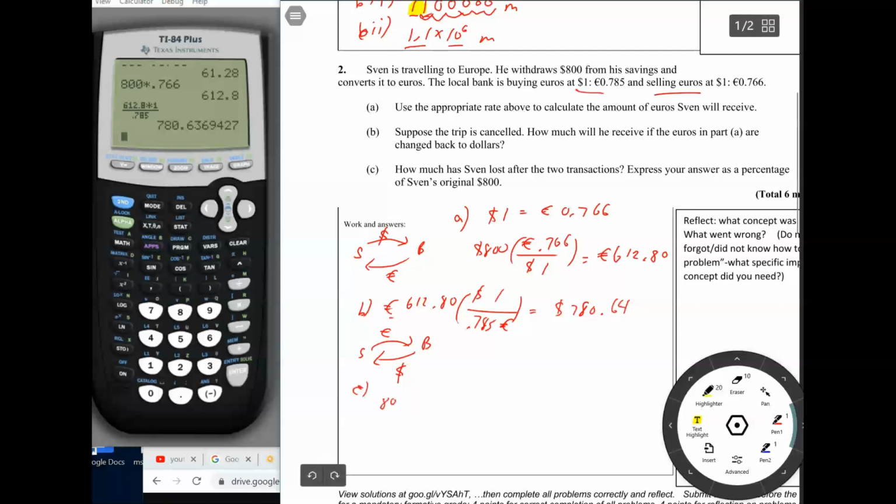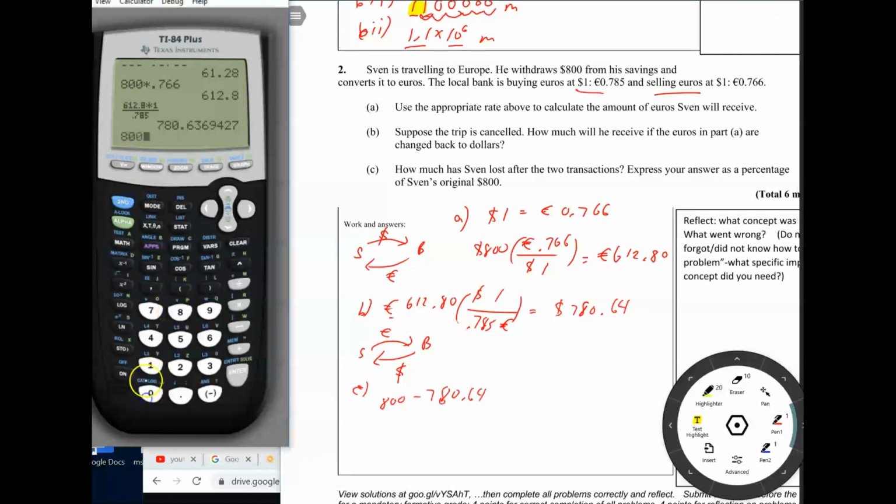We're going to take $800 and subtract 780.64 to see how much they lost. So we do 800 minus that amount, which is $19.36.